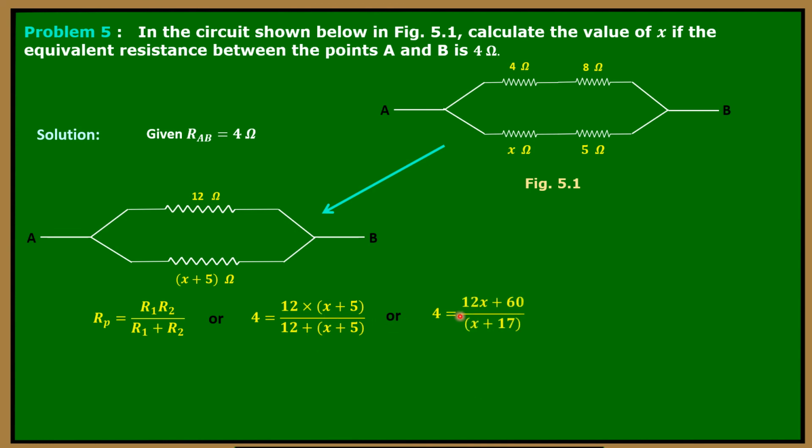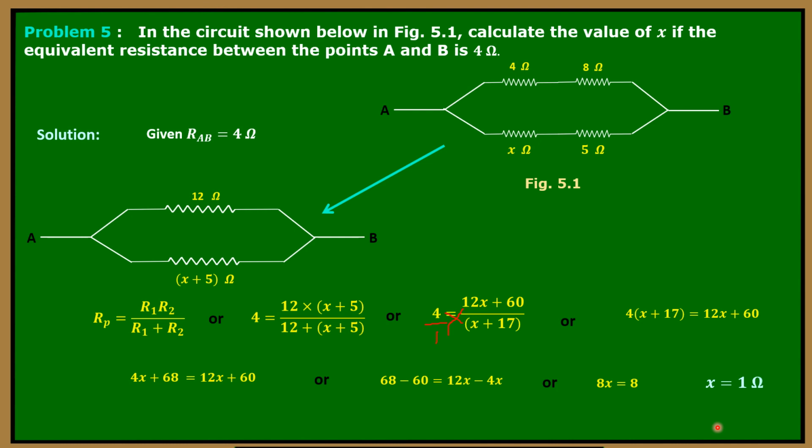4 is equal to 12 into X, 12X plus 12 into 5, 60, and 12 plus 5 we get 17, X plus 17. Let us take cross multiplication. If no denominator is there for this, you can take it as 1. Take the cross multiplication like this, isn't it? You see here, 4 into X plus 17 equal to 12X plus 60. Otherwise 4X plus 68 equal to 12X plus 60, or we can write it as 68 minus 60 equal to 12X minus 4X, or 8X is equal to 8. So 8 gets cancelled, we get X equal to 1 ohm.